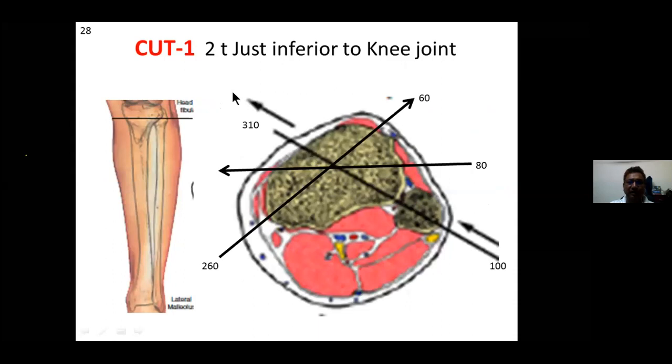Wire placement in this part 1. If you fix the fibula, you must insert the wire through the neck of the fibula from 100 to 310 degree. You should not place wire from medial to lateral side in this situation. Here, the neck of the fibula is the surface landmark for the common peroneal nerve. Optimal divergence is achieved by passing wires from 100 to 310 degree and 60 to 260 degree.